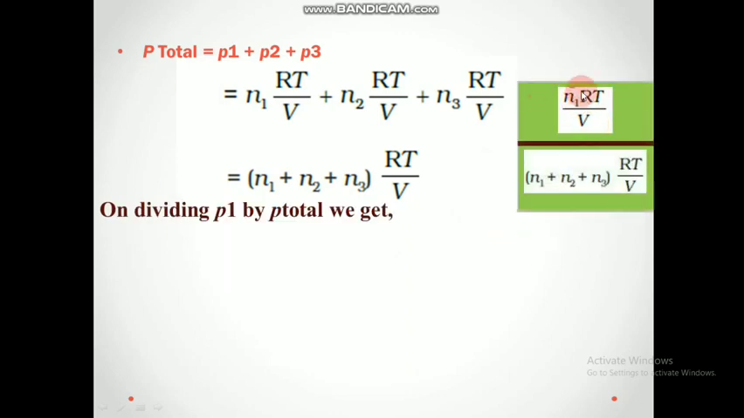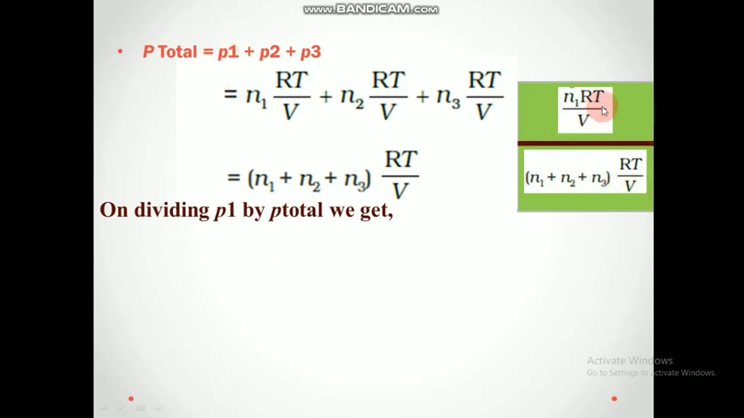So P1, which is N1 RT by V, divided by N1 plus N2 plus N3 into RT by V, which is P total. So what we are doing? P1 by P total. Again, P1, one of the components, divided by total. So hence we get the mole fraction of P1. I hope you are clear with that. You can pause the video and be clear with that, and we can move on. So we are dividing one component with the total, so we are getting the mole fraction of this component, P1 by P total.